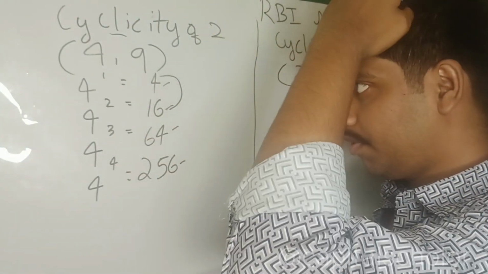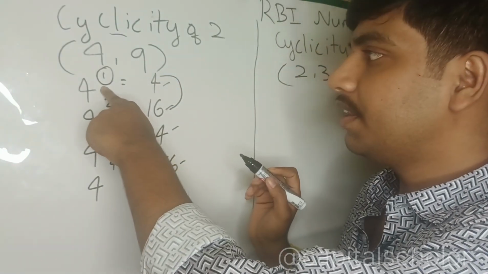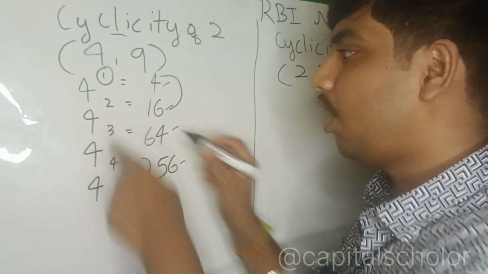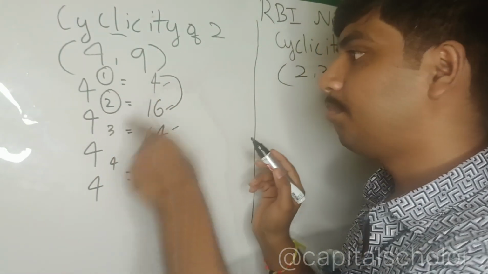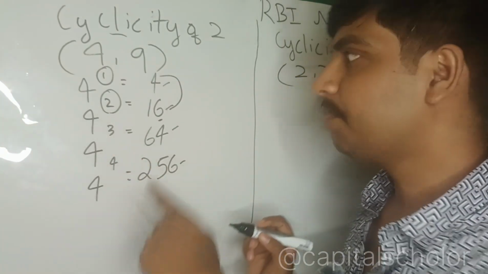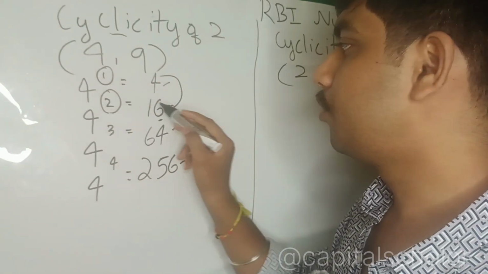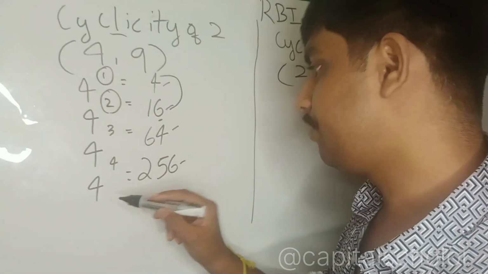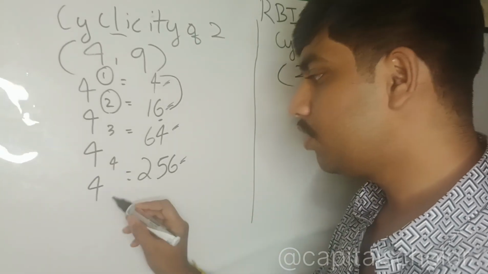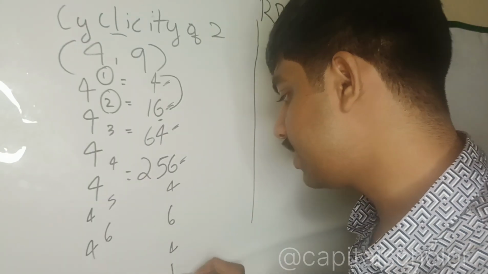So what we have to understand is, if there is an odd number in the power, the unit place will always be 4. If an even number is in the power place, the unit digit will always be 6. So you have to remember cyclicity of 2. You can see 4 to the power of 2 is 16, 4 cubed is 64, 4 to the power of 4 is 256. 4, 6, 4, 6. Even if you go to 4 to the power of 5, 4 to the power of 6, you will get 4, 6, 4, 6 infinitely.